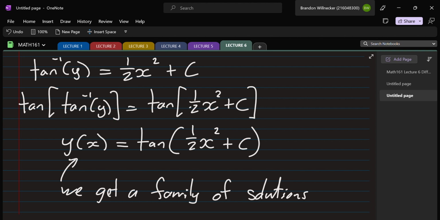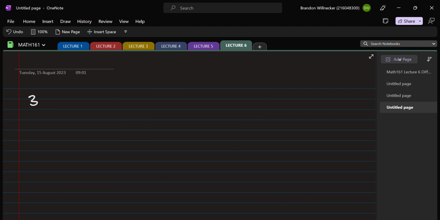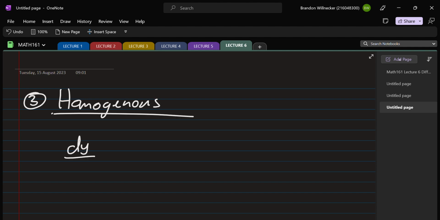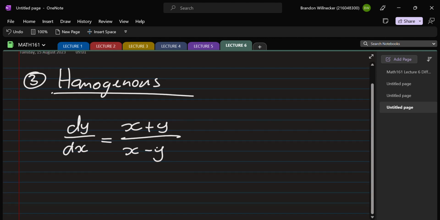Okay, and then the last one on the homogeneous case. So let's have a look at an example with that. Okay, so here we have dy by dx is equal to x plus y over x minus y. Now, this doesn't look like that case of y over x, but like the previous example, sometimes we have to do a little bit of work to get to that point.